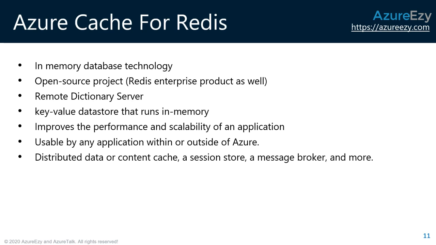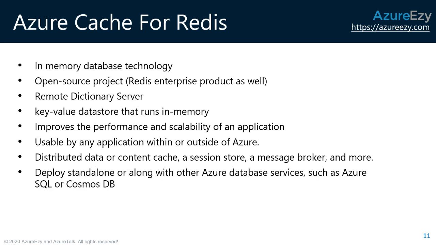Now, how do we deploy that? For deployment, Azure Cache for Redis can be deployed as a standalone service. The alternative is that you can deploy it along with other services like Azure Database Services, like your Azure SQL, or along with your Azure Cosmos DB. It can be deployed with those as well.